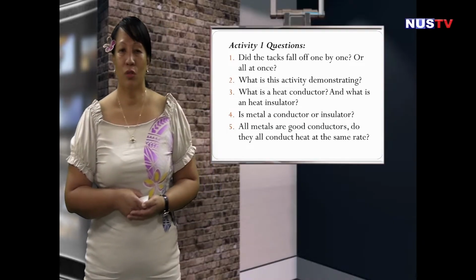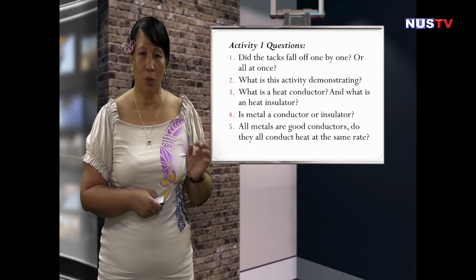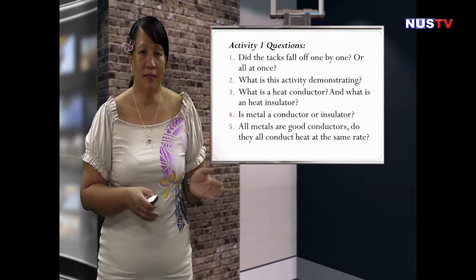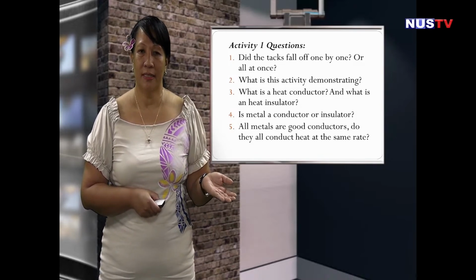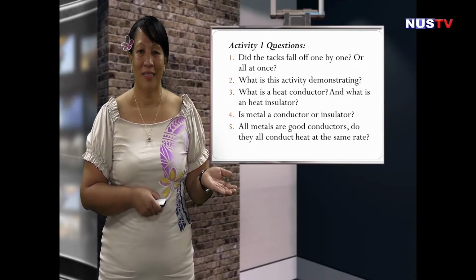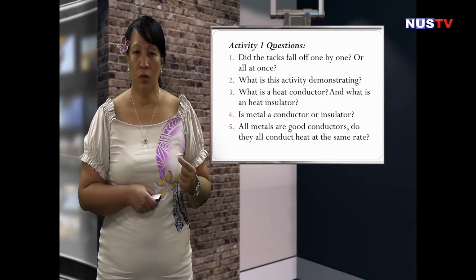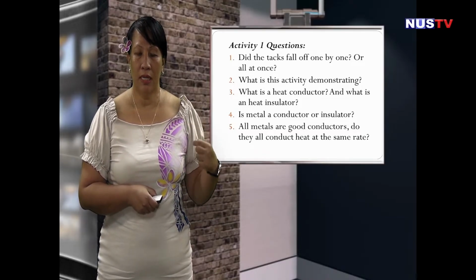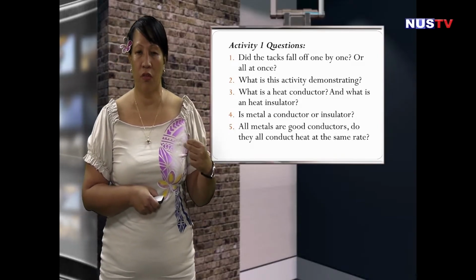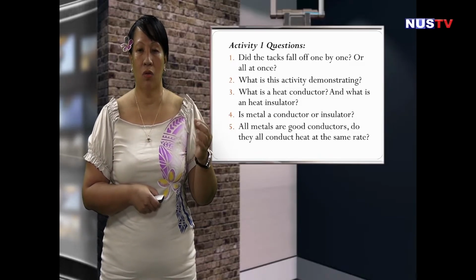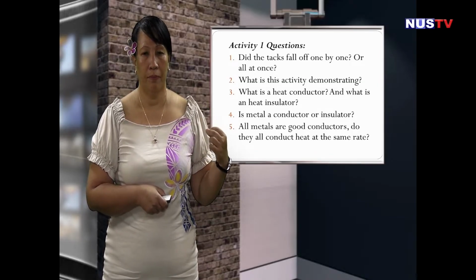Of course, you saw that the tacks fall off one by one. Not all at once, but one by one. What is this activity demonstrating? Now, you learned from our previous lesson, this is heat conducting, right? Heat is being transferred from one end of the metal rod, going down along the length of the metal rod, and as the heat is transferred, the tacks or the drawing pins fall off one by one.